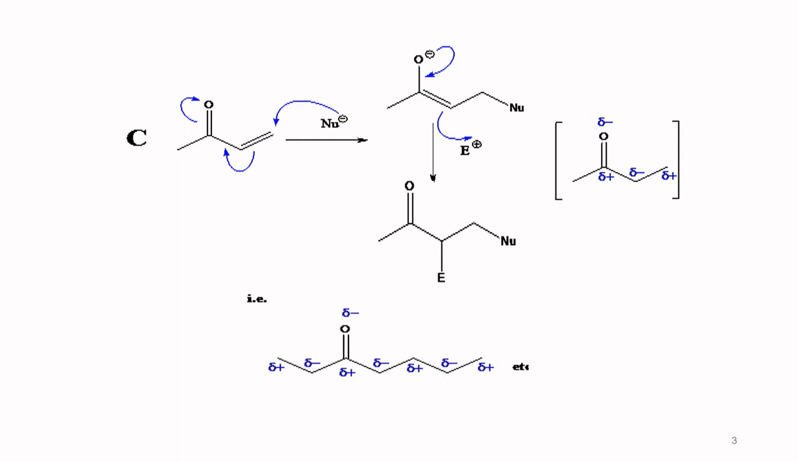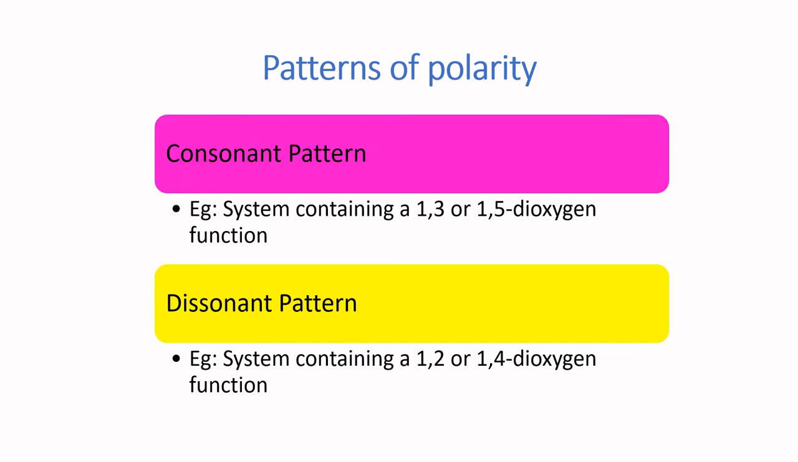This is an example of how you can draw the imaginary charges in a molecule. We need to start with oxygen, because oxygen is the most electronegative atom here. So oxygen is partially minus, followed by this carbon being partially plus, and then minus, plus, minus, plus, and this side also minus, plus. And now we have patterns of polarity.